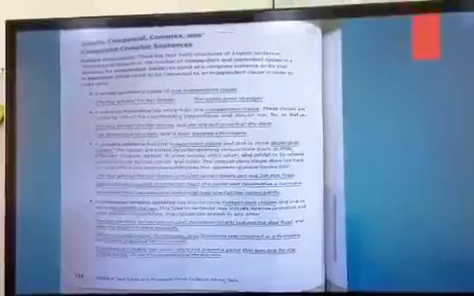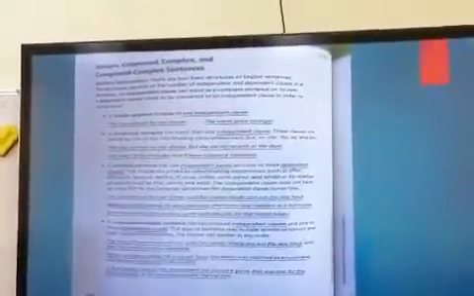The compound complex sentence has two or more independent clauses and one or more dependent clauses. So you might have two or more independent clauses and more than one dependent clause. For example, when its winds pass 74 miles per hour, this is a dependent clause. The storm was classified as a hurricane.